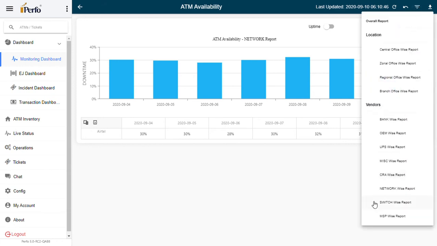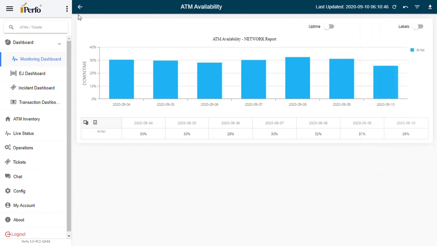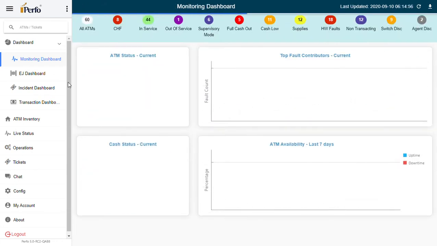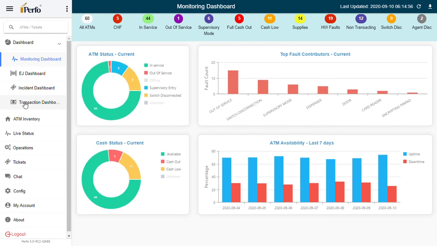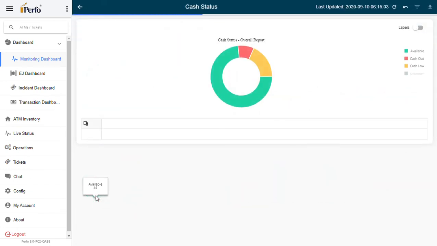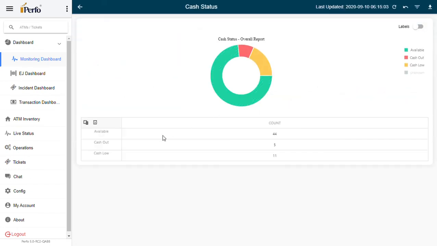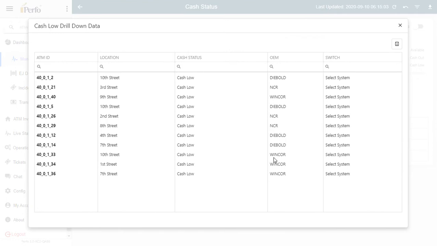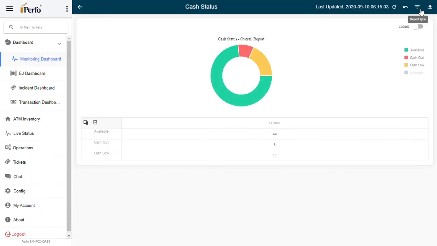Then let me move on. We saw the availability. Now let's look at cash. Even from a cash standpoint, the same view: how many machines are cash out, how many machines have no cash-out conditions, and how many machines are cash low, approaching cash out. You can get into each of these views and see which list of ATMs they are. Even the transpose views are available here.